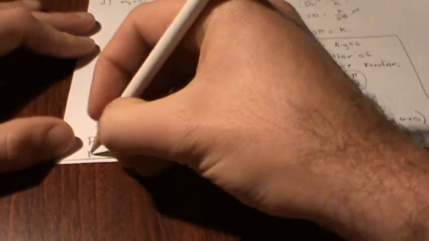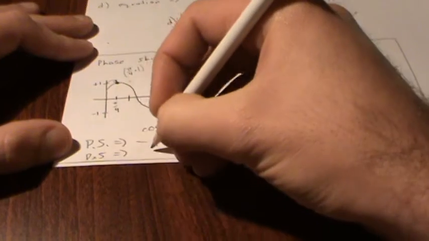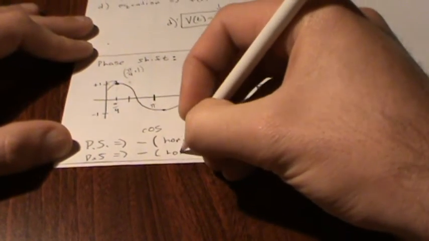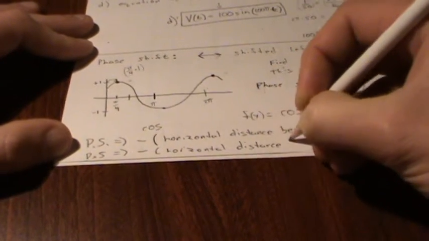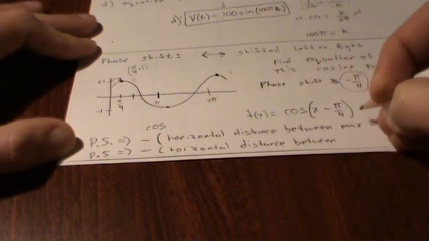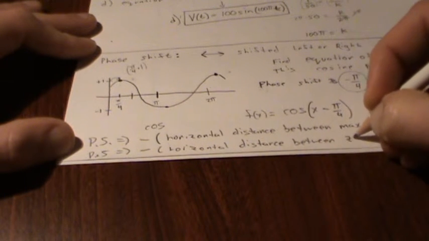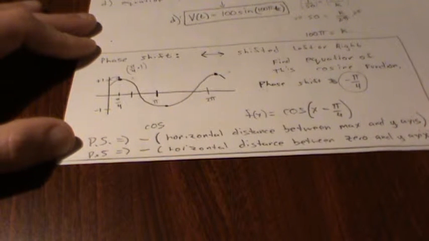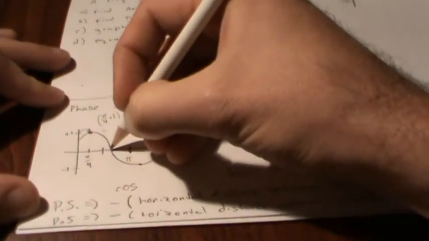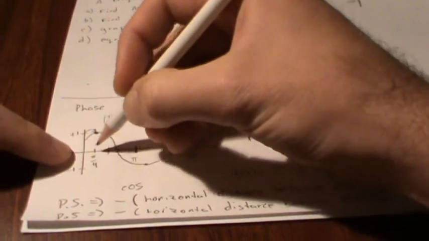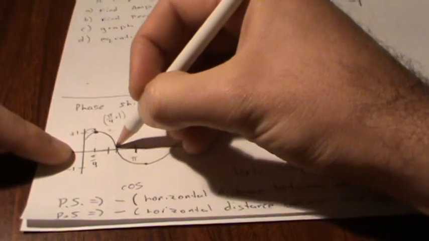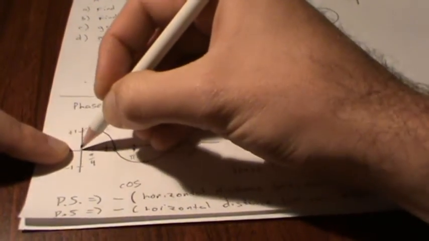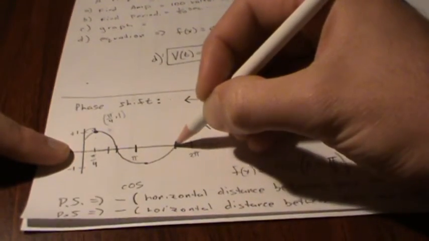Alright, now for the sine function, the phase shift is the negative horizontal distance between the 0 and the y-axis. And so if we were to write a sine function, my phase shift would be this distance here. Or, sorry, it would actually be this distance here.